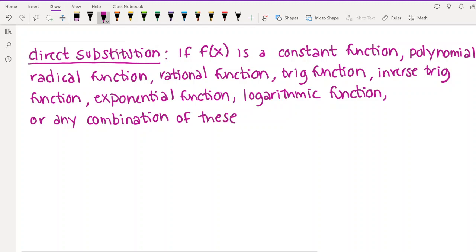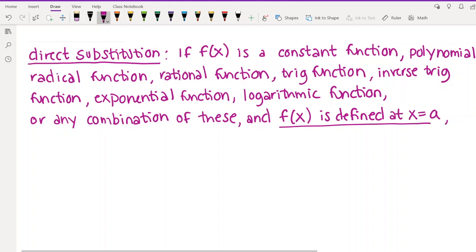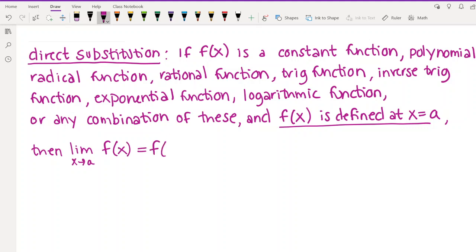So if you have any of these types of functions, and then this is the really important part, and additionally, the function that you're dealing with is defined at x is equal to a. So if that's the situation, then to take the limit, the limit as x approaches a of f of x is just the same thing as plugging a into your function. So this is the rule that's called direct substitution.